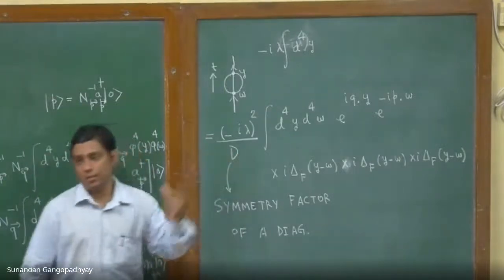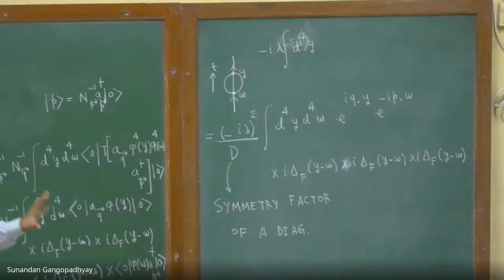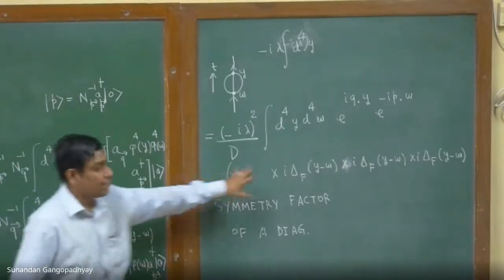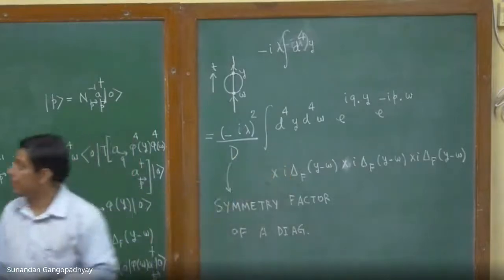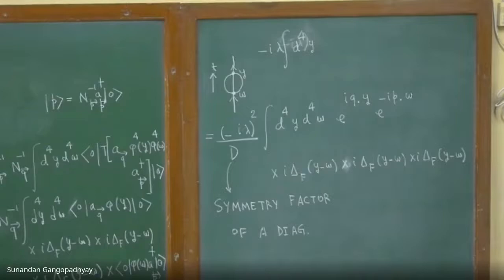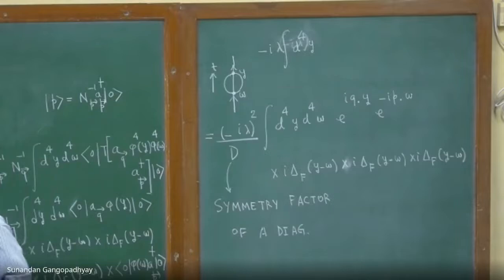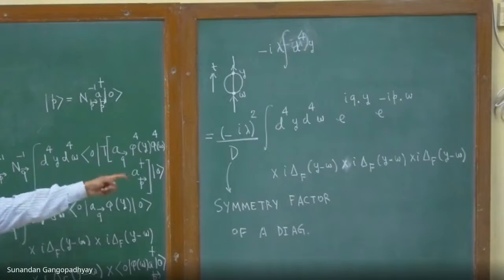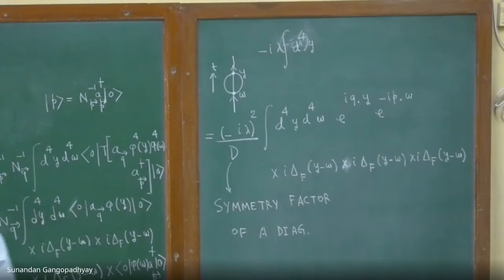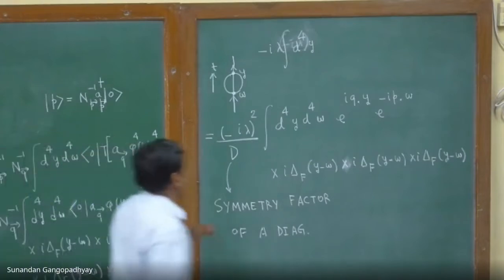So what is the meaning of this factor? This is basically a number that arises from the fact that you can contract these things in many ways. So this number basically arises from the number of ways in which you can contract this expression to get this diagram. Okay? So there will be many ways in which you can contract this expression to get this diagram. So this symmetry factor is a number which arises from there. So its derivation is actually arising from here.